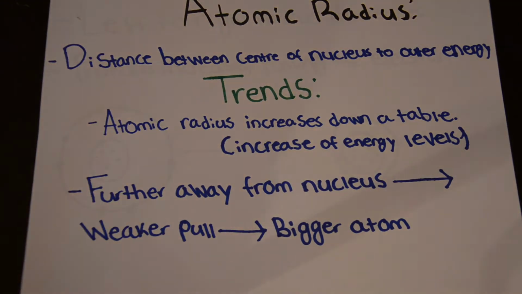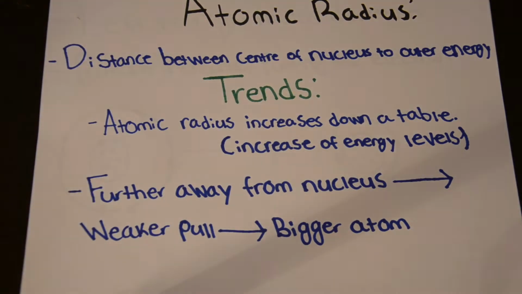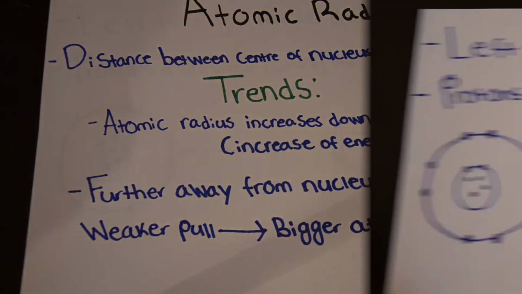And when it's further away from the nucleus, it results in a weaker pull, and overall it has a bigger atom. The reason is that if the force of attraction isn't strong between the protons and the electrons, then the outer energy levels won't be close to the nucleus. And because of that, the atom's going to remain big.